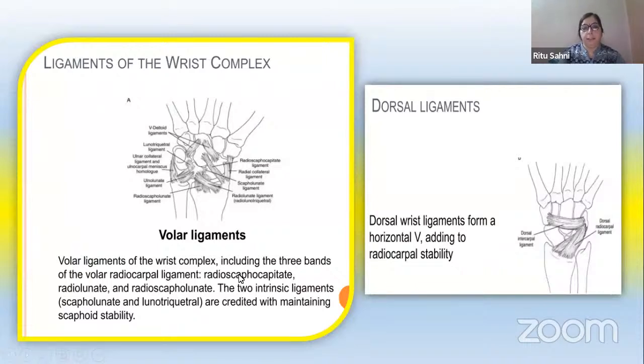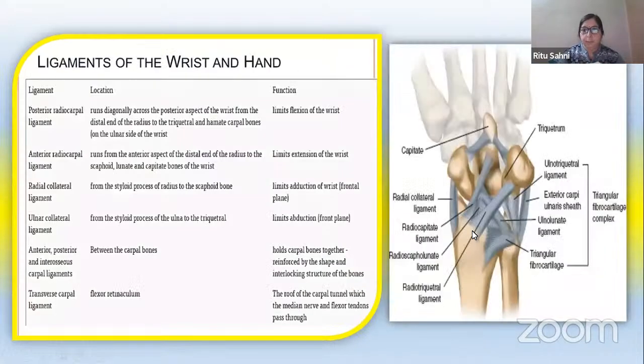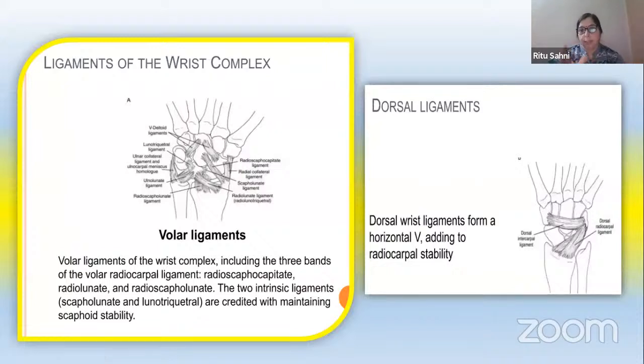And these volar ligaments, which make the wrist complex, are the three bands of the volar radiocarpal ligament: the radioscaphocapitate ligament, which we have seen in our previous slides, the radiolunate, and the radioscapholunate. So they make the volar ligaments, which are towards the radial side. The two intrinsic ligaments, the scapholunate and the lunotriquetral, are credited with maintaining the stability of the scaphoid. In this picture you can see how they provide the stability. They are known as intrinsic ligaments because they originate and insert within the hand itself. So these ligaments work to provide stability if we want to hold something, like making grips. At that time these ligaments play a major role.